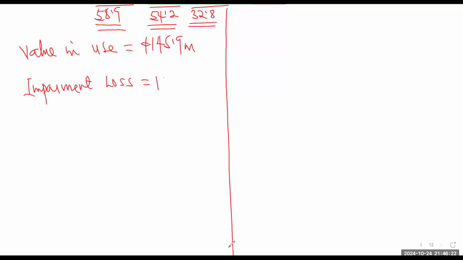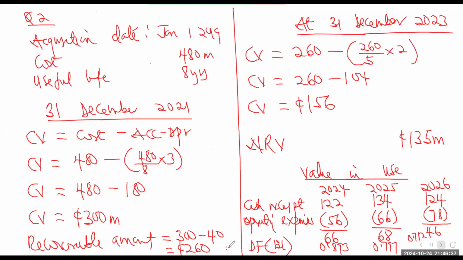And that will be 156 minus 145.9. What are we having? 10.1. Okay, so there will be a further impairment loss of 10.1. Very interesting, very, very simple.